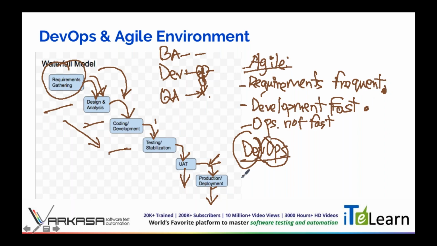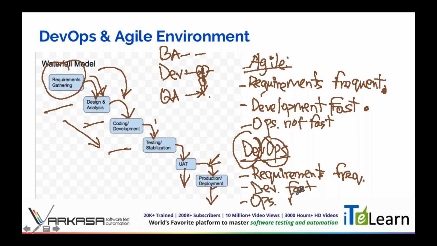So basically, we still have requirements that can be brought in anytime, requirements are frequent, and developers also have to work fast, right? Because they have to try to deliver to the client as soon as possible. And on top of that, in this model, the operation needs to be very fast also. And why that is possible is because if the developer or the QA is working in the DevOps approach, basically they're familiar with the tools.